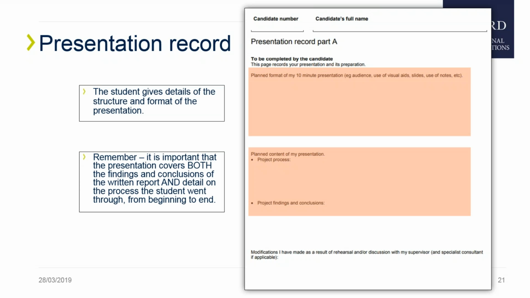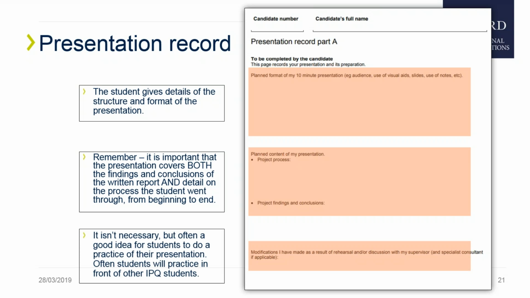The second section, the student has to describe the content of the presentation, and there's two parts, and again this is echoing what I said before. They need to say something about the project process, and they need to say something about the project findings and conclusions. It's important that the presentation covers both of these, and that's clear right from the beginning.